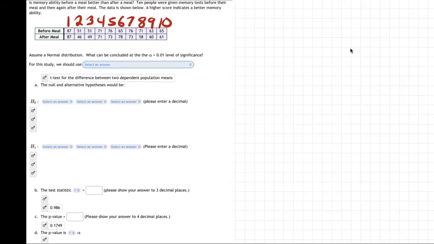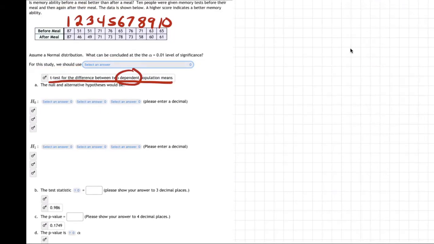So anyway, we're testing, is memory ability before a meal better than after a meal? I mean, it looks like it's a little better, but is this strong evidence or not? We'll see. Okay, so first off, we're supposed to figure out what can be concluded. For this study, we should use, now you can see the answer there already, a t-test for the difference between two dependent population means.